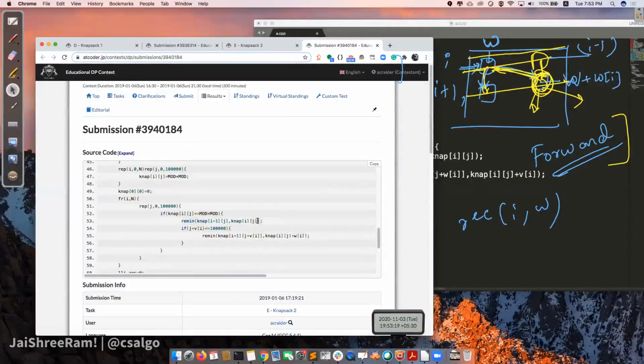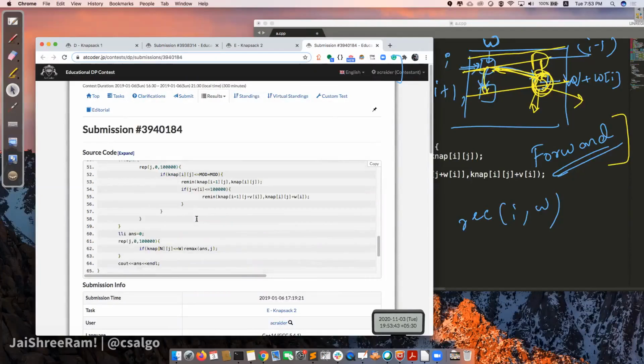This is a forward style. So either I plus 1th comma j is also possible to be used using dp of I comma j, or I can create I plus 1 with a profit of j plus v of I, and its weight would be equal to whatever the current knapsack weight was, the minimum weight, plus weight, right? This is one of the possible weights for this particular state. Okay, so this is again a forward style of implementation.